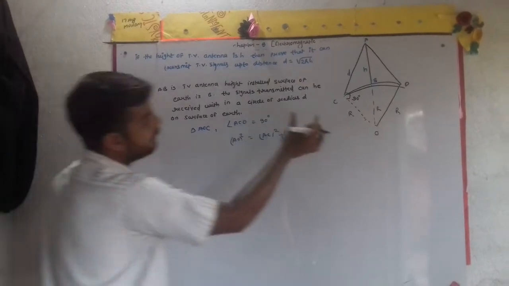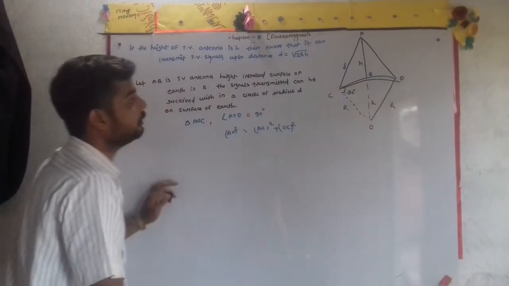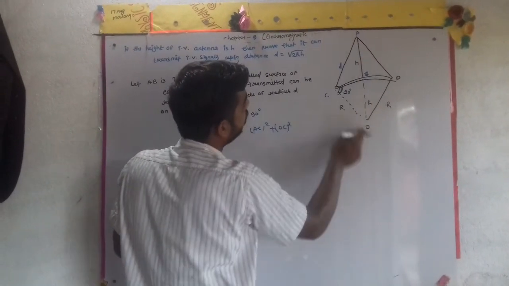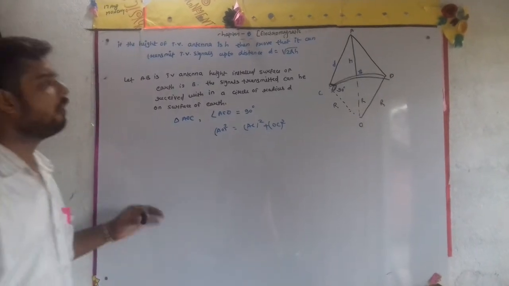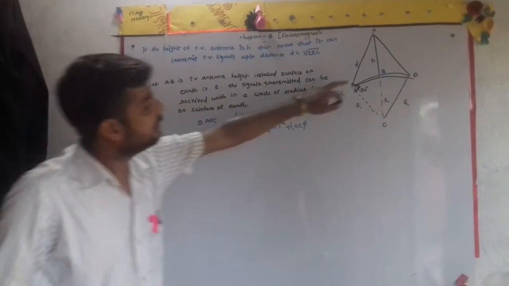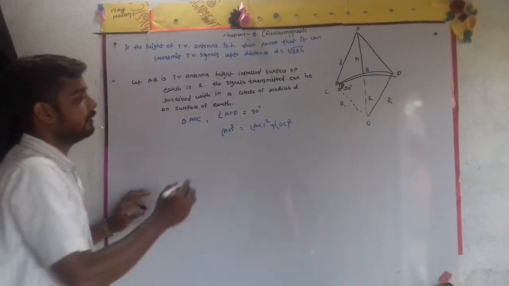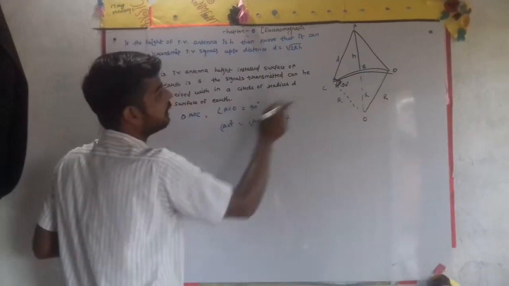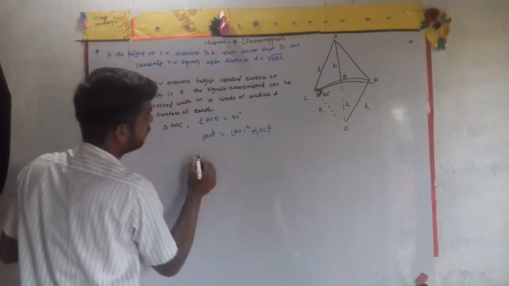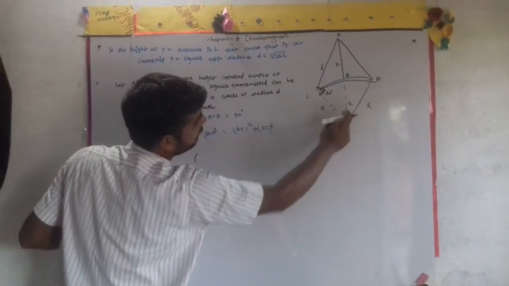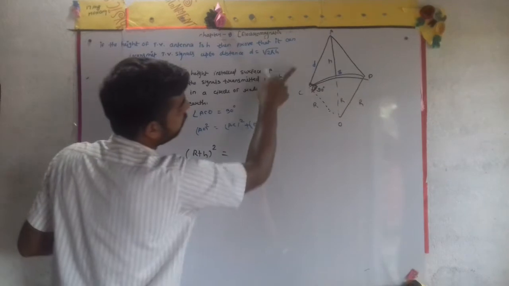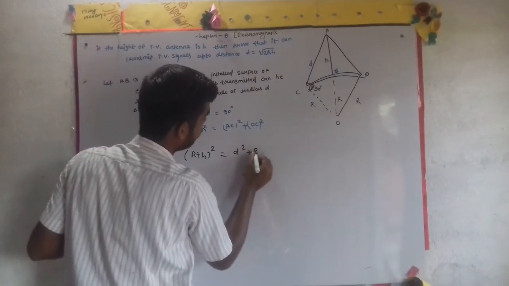Now in this diagram we must understand that we have to show that angle ACO is 90 degrees. So in this triangle we'll use the Pythagoras theorem: AO square equals AC square plus OC square. We know that AO is, what is our AO? R plus h. So (R plus h) square equals d square plus R square.